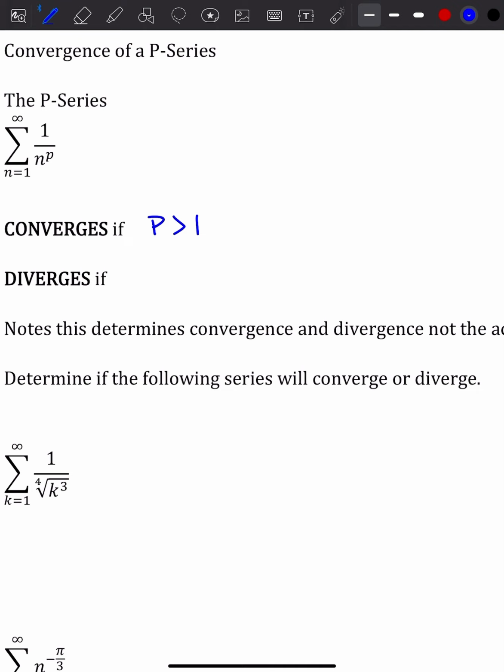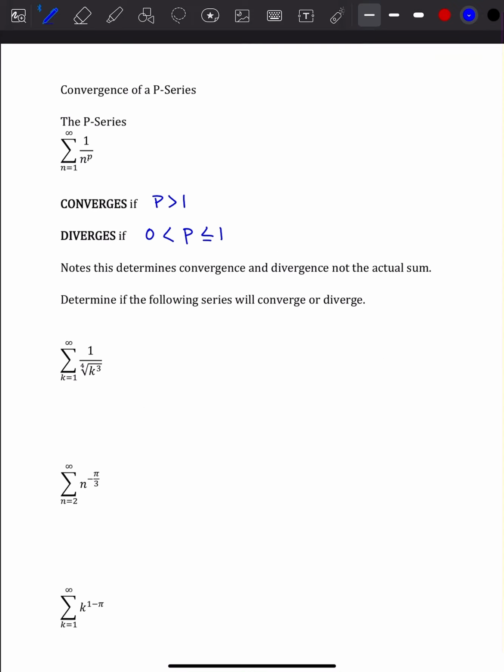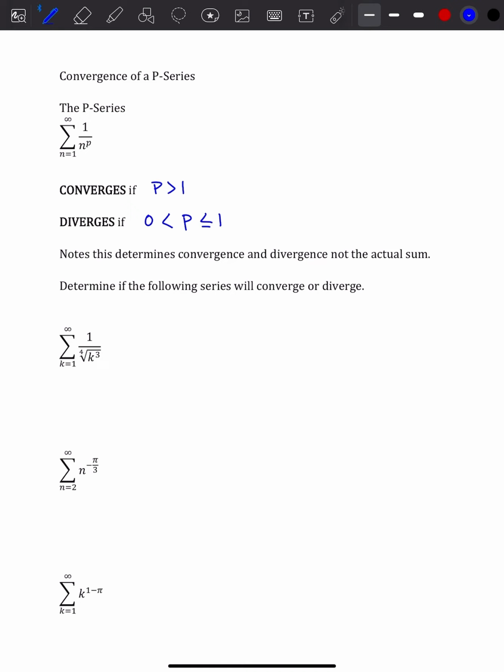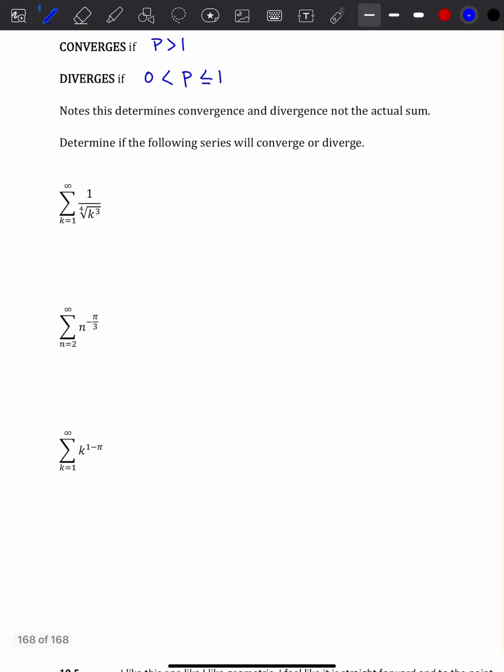It diverges when p is between 0 and 1 or equal to 1. Because p is always positive, we know that we're not going to have to worry about these negative values for p. So one thing to also note is that this doesn't actually determine if it converges. It determines if it converges or diverges. It doesn't actually determine the sum. So we're going to decide if the following are converging or diverging, and we need to decide if they're p-series.